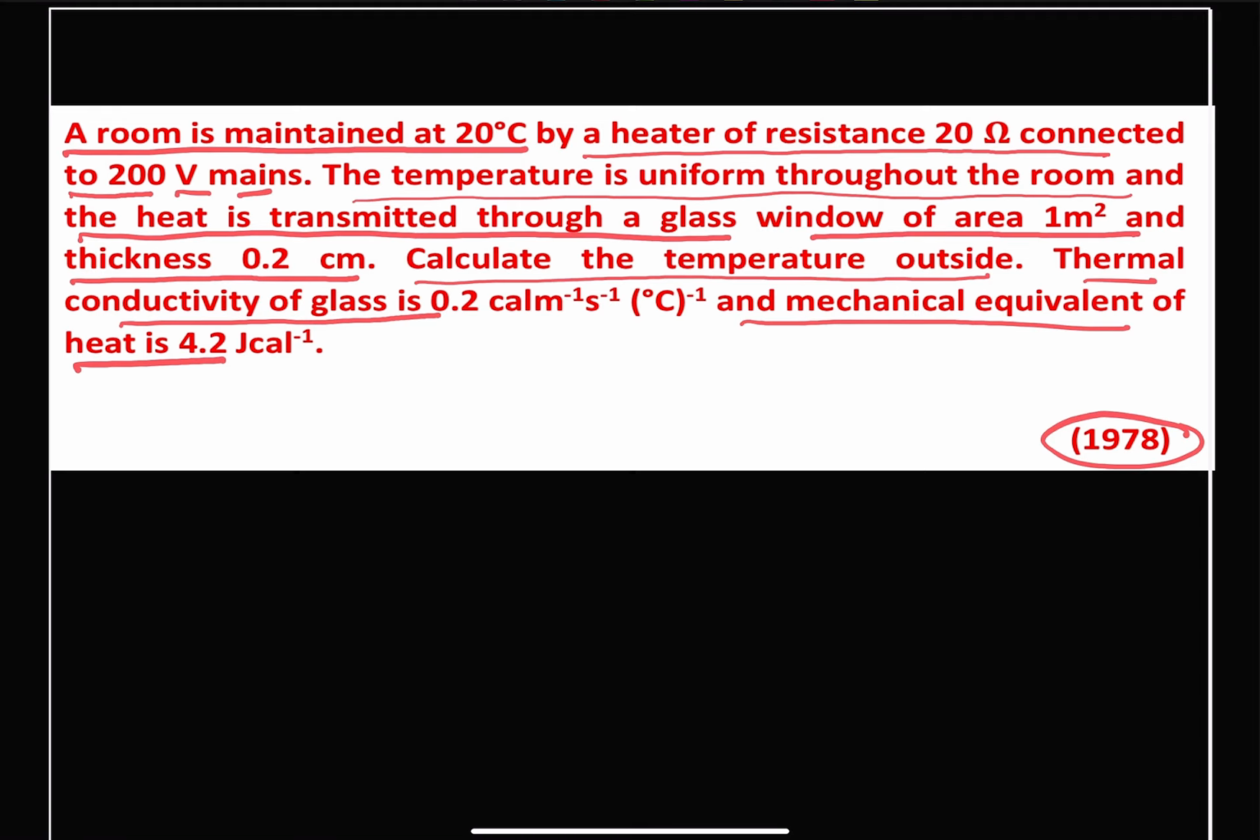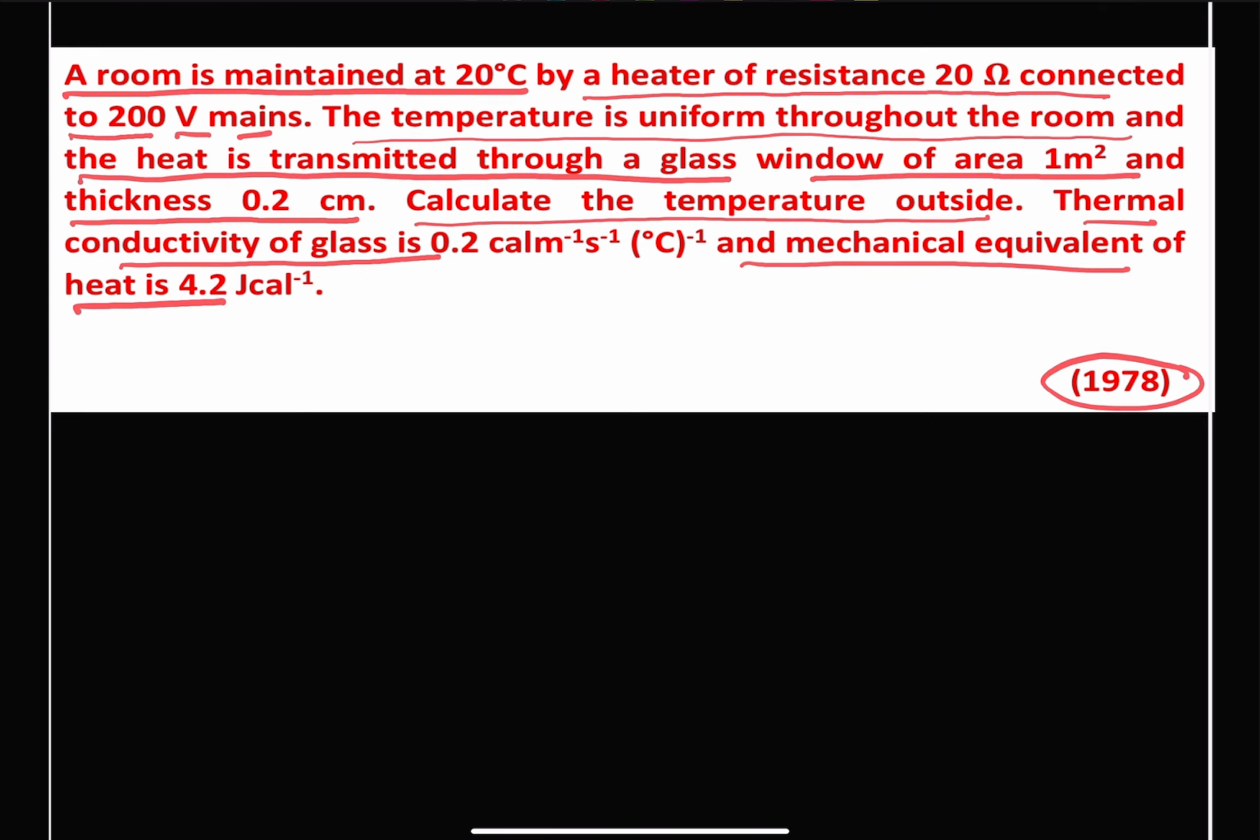first of all, we are going to find out the heat generated by the heater, and then we are going to find out the heat transferred to the glass window. And that is going to help us to find out the temperature. So first is our heat generated by the heater.